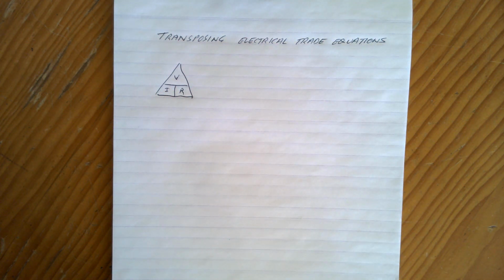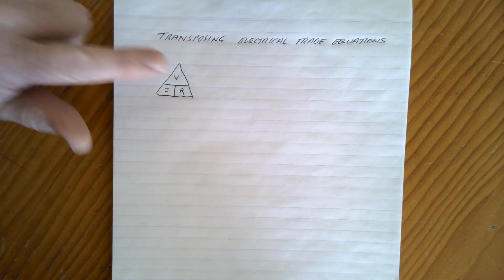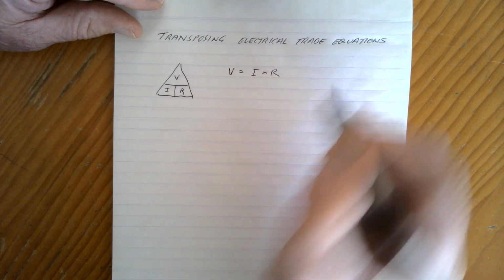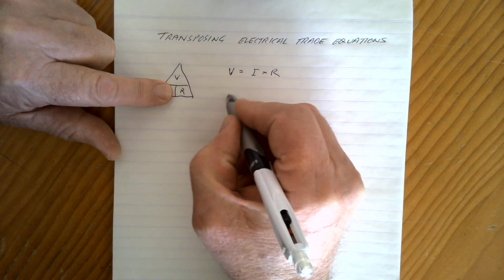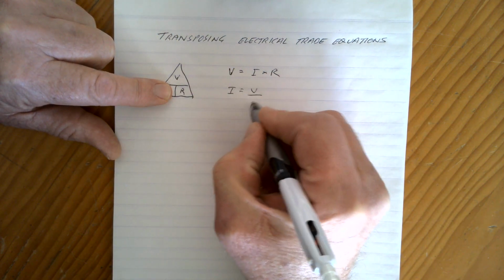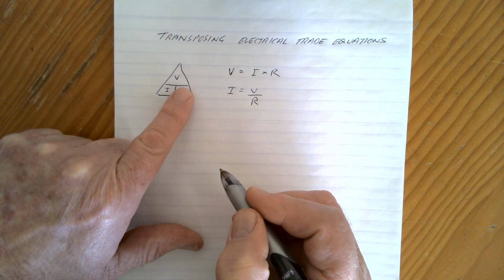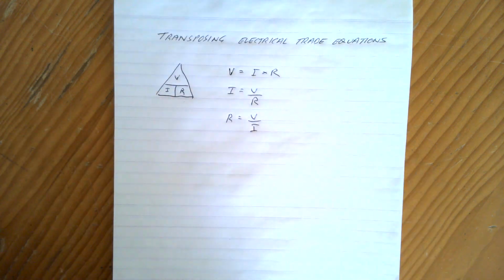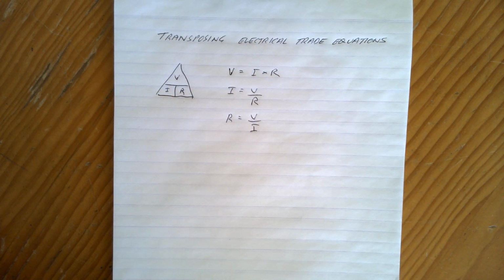Taylor asked me about some transposition of electrical trade equations, and I'll just give a brief explanation if I can. So all electricians remember the VIR triangle where you cover the unknown one. V equals I times R, of course. I, the current, equals volts divided by the resistance, and the resistance equals the volts divided by the amps, of course. So it's automatic transposition there.